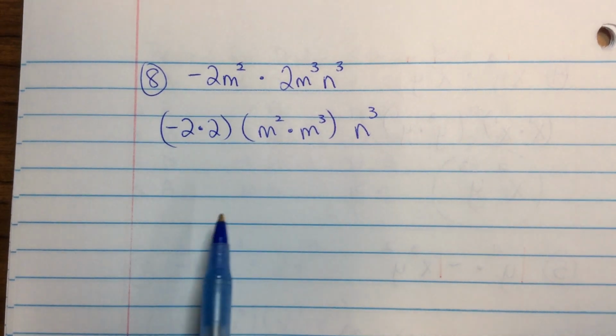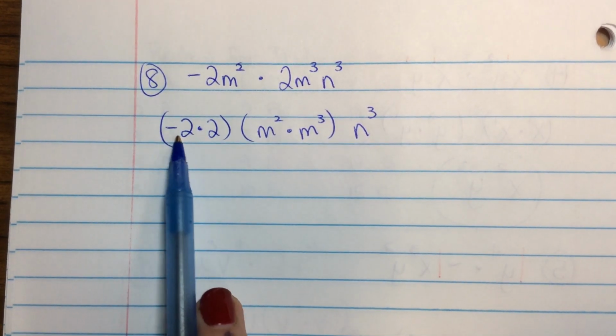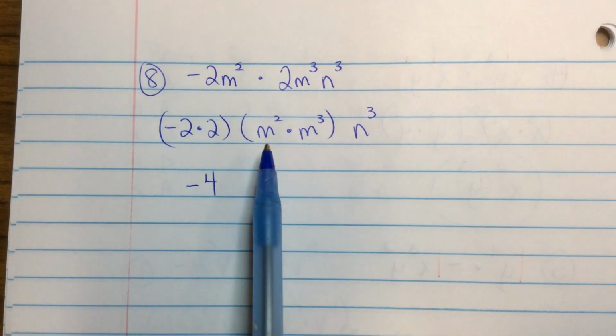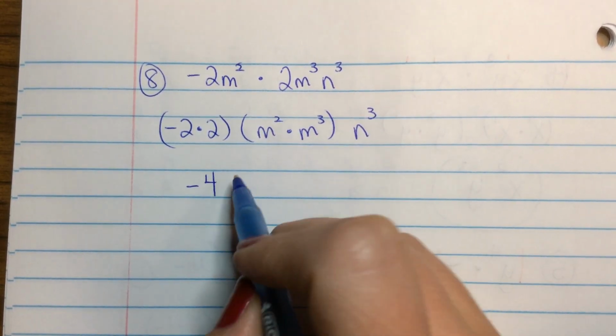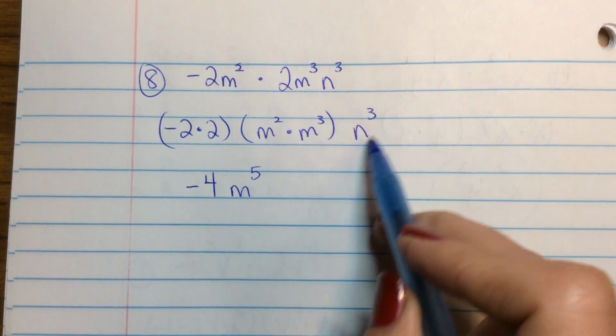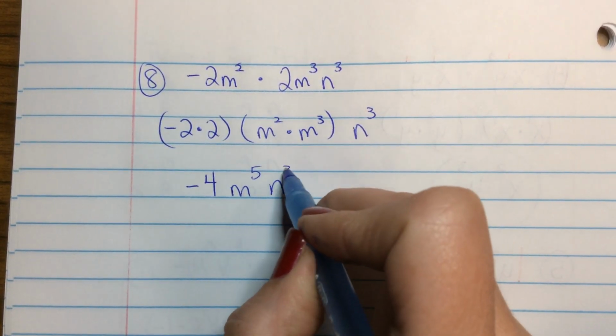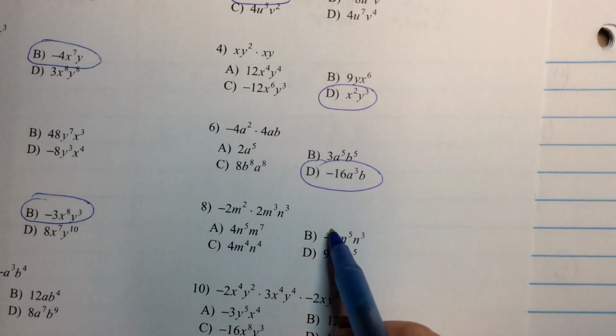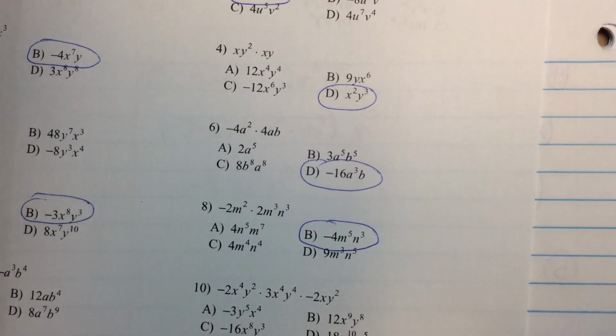All right, so I'm just going to multiply. 2 times 2 is 4. Negative 2 times 2 is negative 4. And then I keep my m and add my exponents. 2 plus 3 is 5. And then this doesn't change because there was nothing there to change it. So that's the final answer. Negative 4, m to the 5th, n to the 3rd. And that is B.